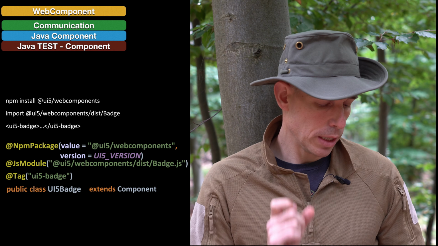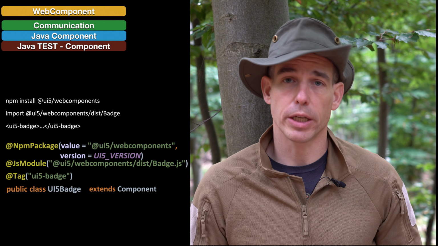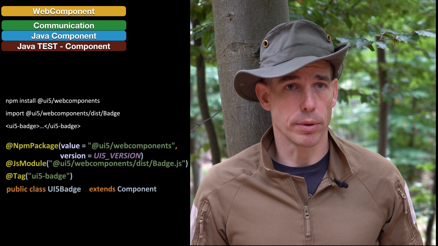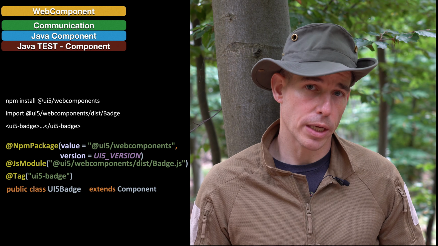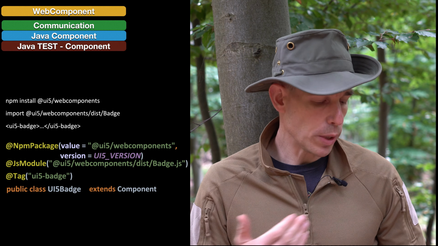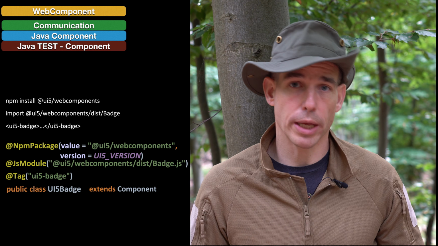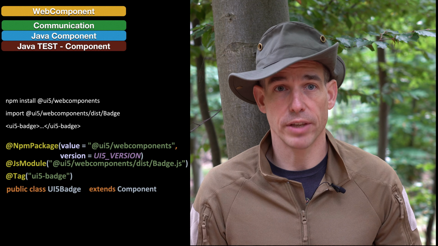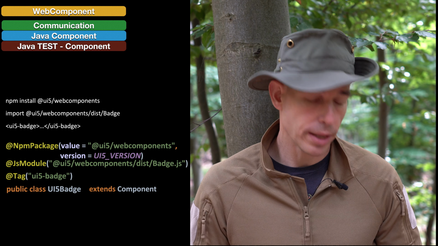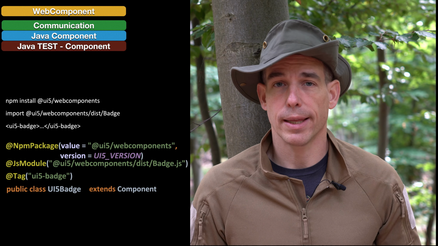So we're saying UI5 badge is our class. So public class UI5Badge extends Component. To connect now to this npm stuff, we add this annotation NpmPackage with a value of UI5 web components. We are redirecting to a dedicated web component with a JS module, and then exactly the JavaScript file via addressing. And we are defining the tag, and this one is exactly the tag that is used on the client side with @Tag("ui5-badge"). That's it.